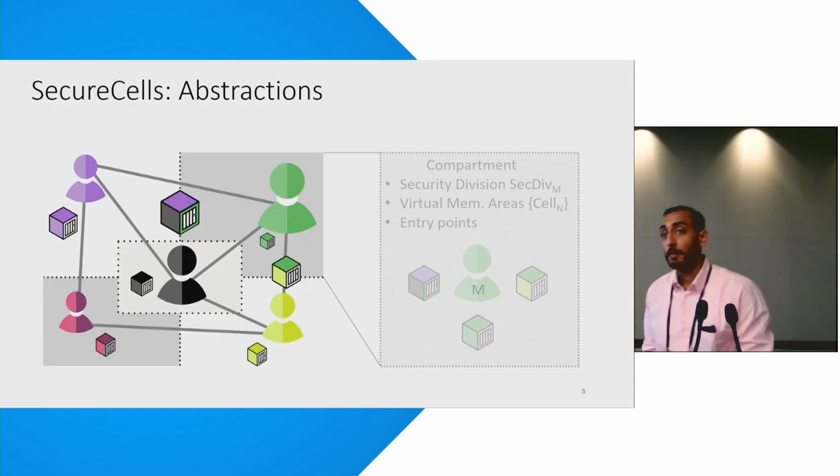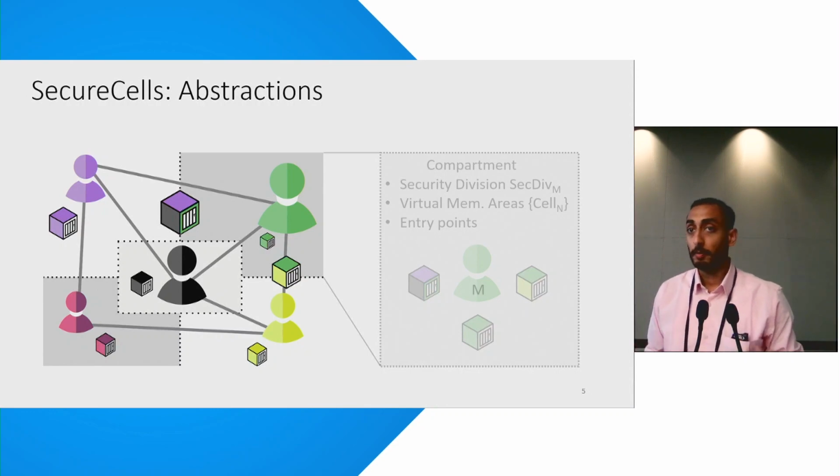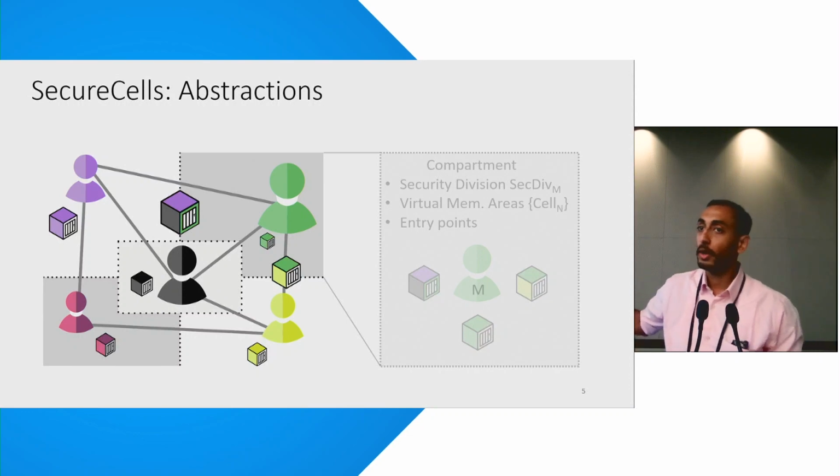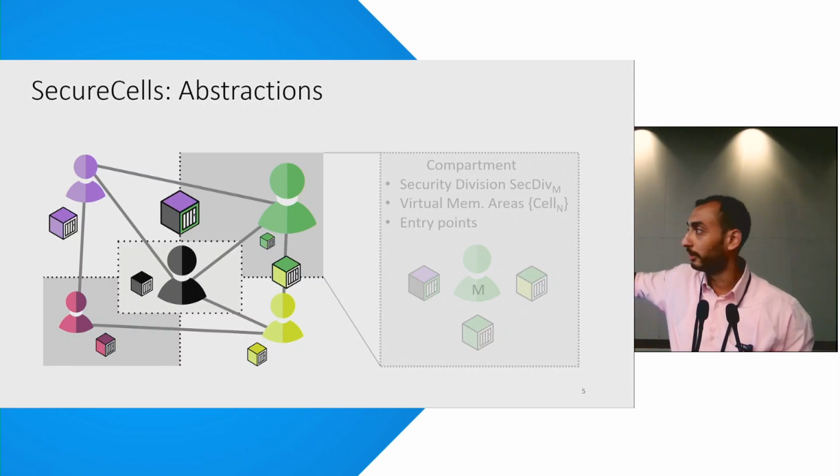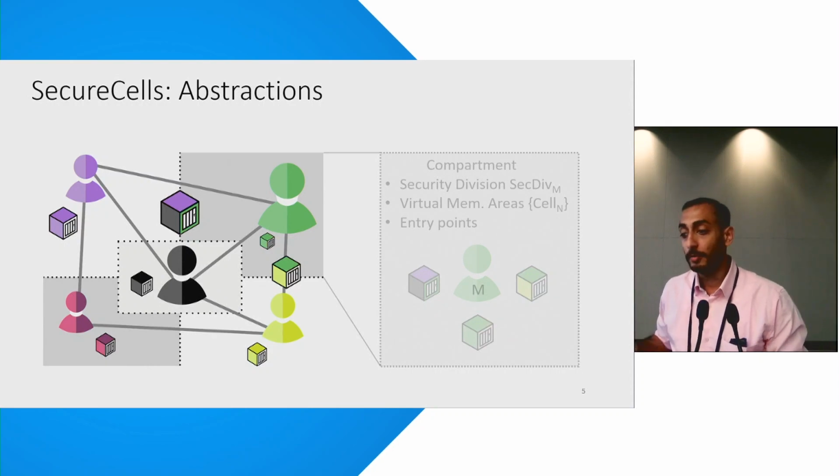So what does a program look like under compartmentalization with SecureCells? Let's go into the abstractions. I show here an example of a program with 5 compartments, shown by the different colors. These communicate among each other and have data regions, which are represented by the boxes here.